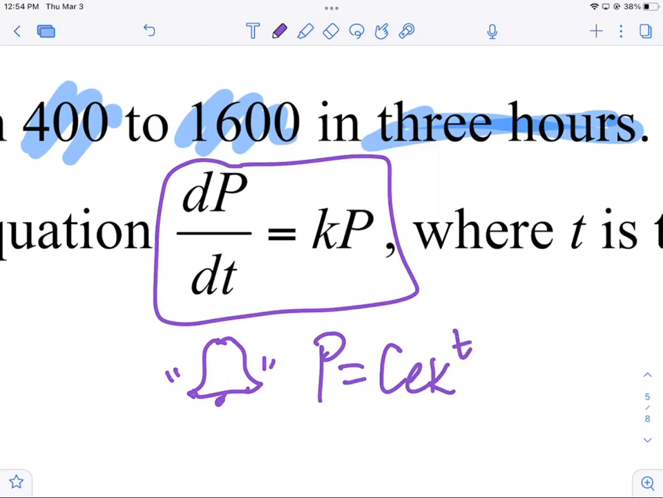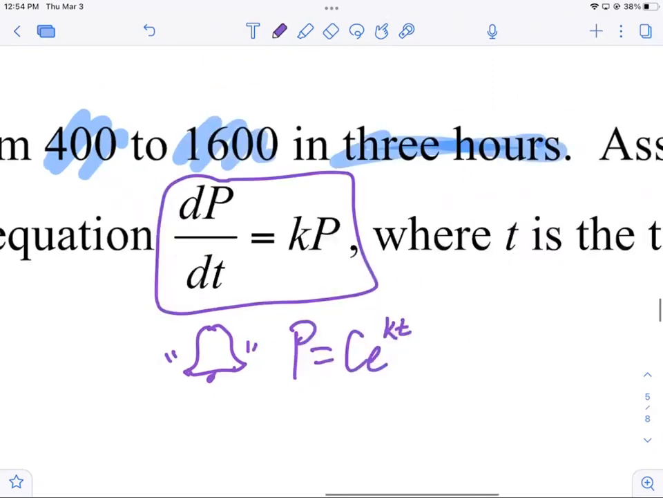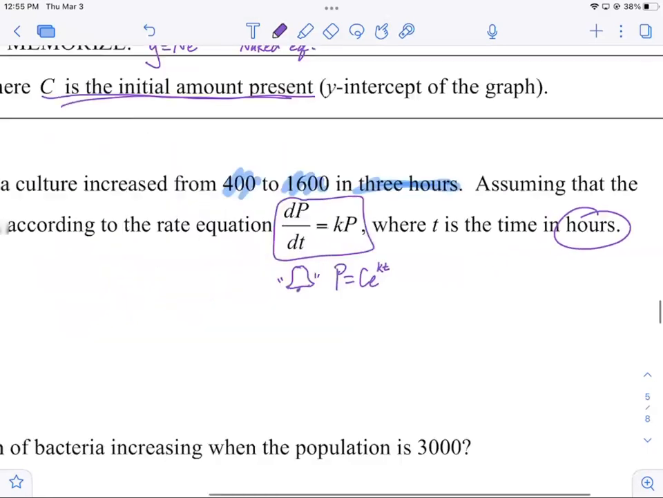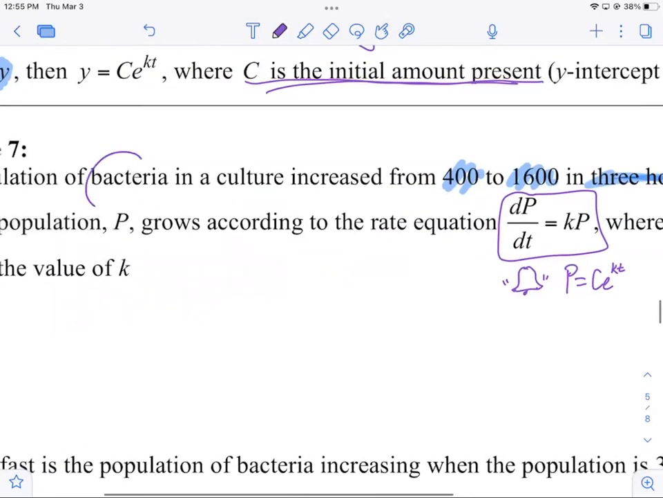Oops, sorry, the sect, it's E. I wrote it out phonetically. The KT is in the exponent, right? So you should recognize that. Where T is time in hours. Okay, so T is in hours, and then P is in bacteria.